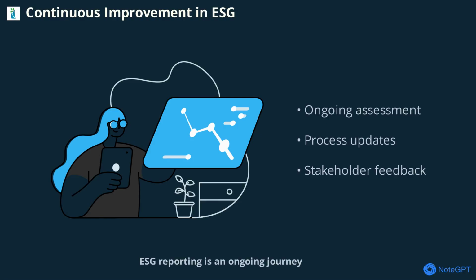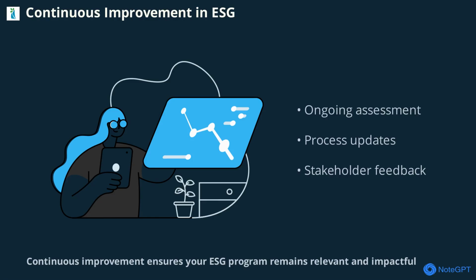ESG reporting is an ongoing journey. As standards evolve and stakeholder expectations change, organizations must continuously assess and improve their ESG practices. Regularly review your material topics, update your data collection and reporting processes, and seek feedback from stakeholders. Continuous improvement ensures your ESG program remains relevant and impactful.